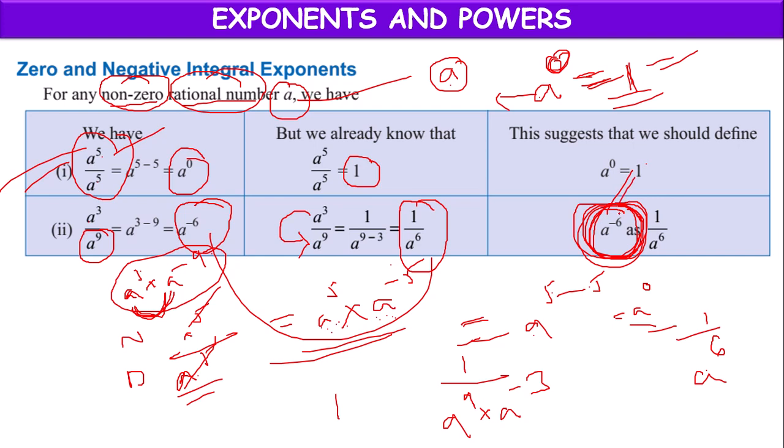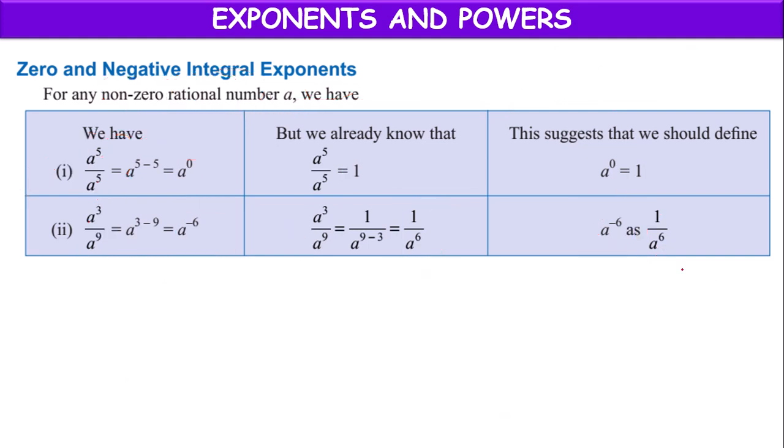Whenever we have a negative exponent for a non-zero rational number as base, it can be written as 1 by the same base, and we have to change the sign of the exponent. So a power minus 6 can be written as 1 by a power 6. In this way, we can write 0 exponents and negative integral exponents.